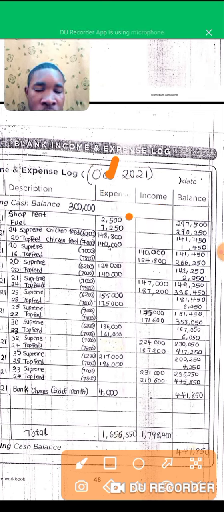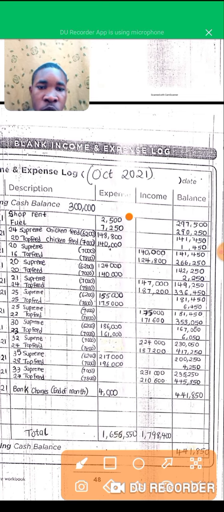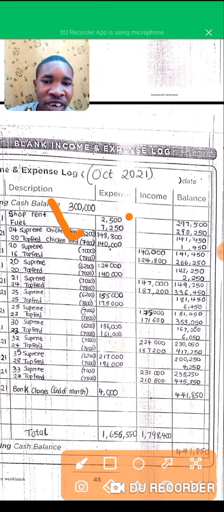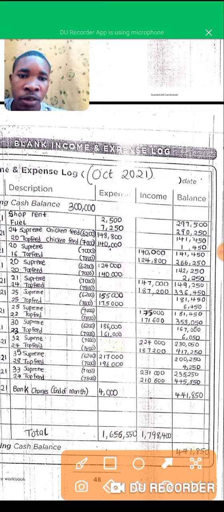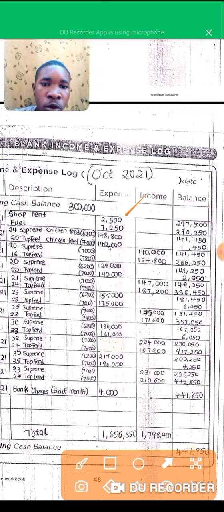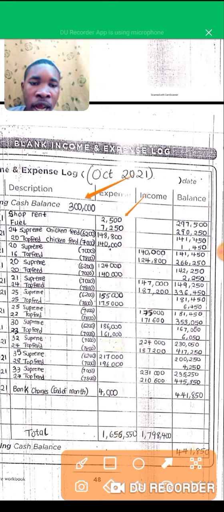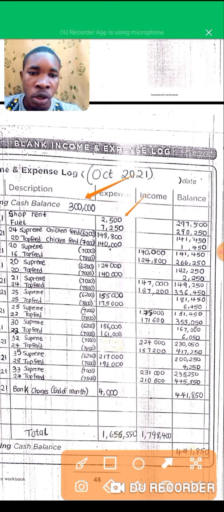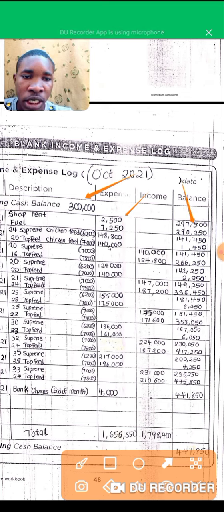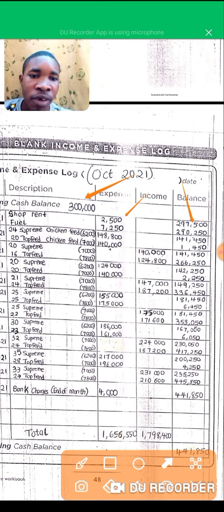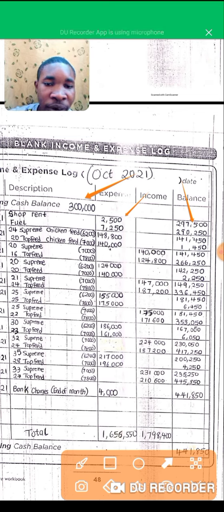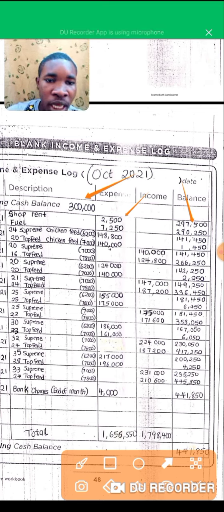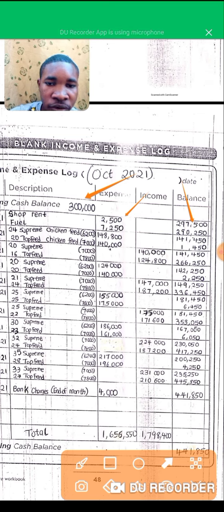Now, because it is an expense, you are going to remove the money from how much we had in our pocket before. We had 300,000 naira, and we're removing 2,500 naira from it. 300,000 naira minus 2,500, we're going to get 297,500. Do you understand now? We took 2,500 naira from 300,000 naira. That's how we got 297,500.